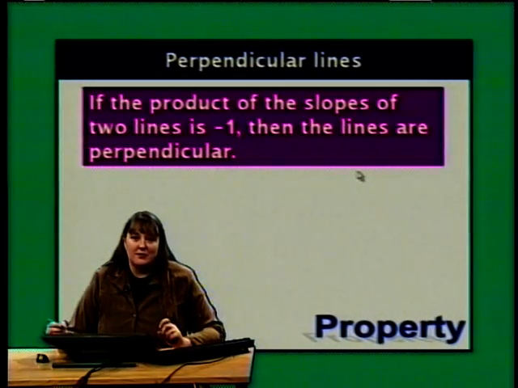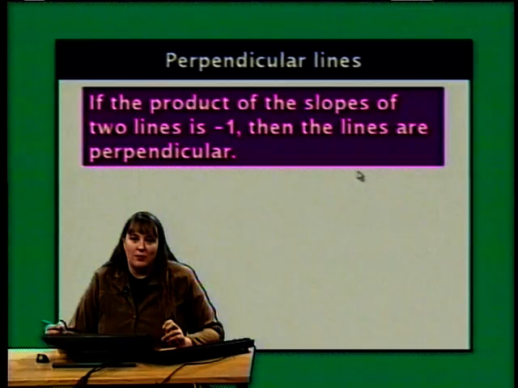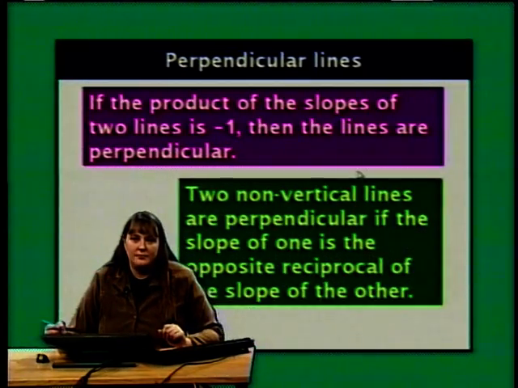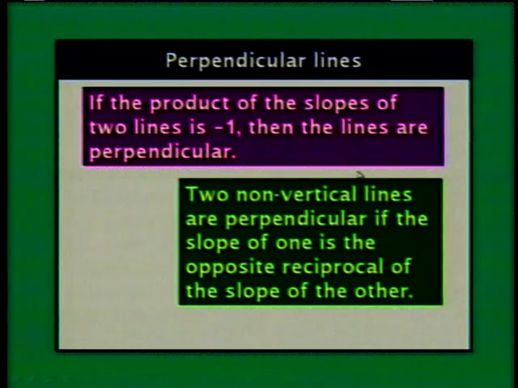So let's summarize. We have a property that says if the product of the slopes of two lines is -1, then the lines are perpendicular. We can also say that two non-vertical lines are perpendicular if the slope of one is the opposite reciprocal of the slope of the other.